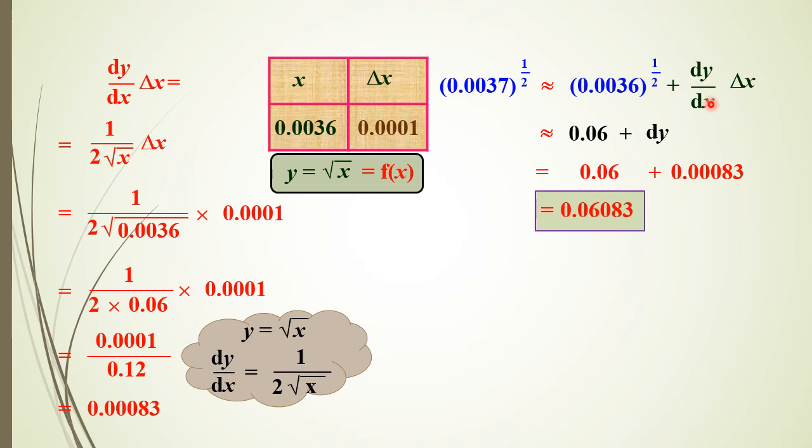Next, come back with our original term. We know the value of dy by dx into delta x, so 0.0036 can be written as 0.06 whole raised to square. So square and square root get cancelled, 0.06 will be remaining, and dy value is 0.00083. After adding it, you'll be getting this much. This is the approximate value of the square root of 0.0037.